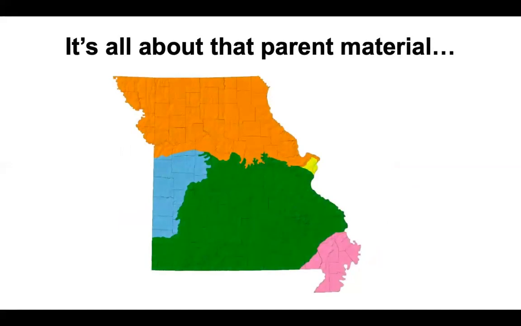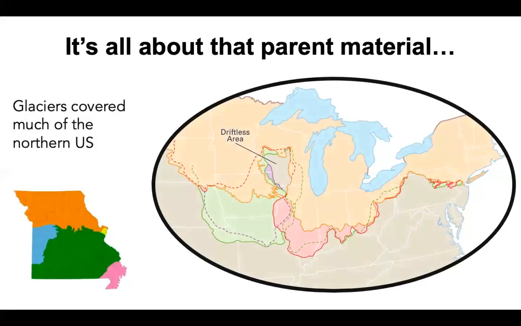I want to zoom in here on Missouri and talk about how these physiographic regions interact with the soil orders that we end up seeing. When we look at Missouri, the top half here, the orange and the yellow, are glacial till plains. Glacial till plains are a result of the glaciers that once covered much of the northern US.